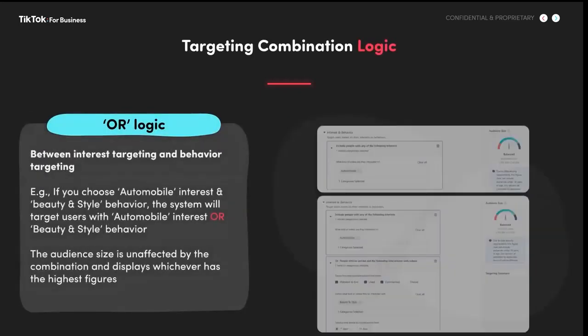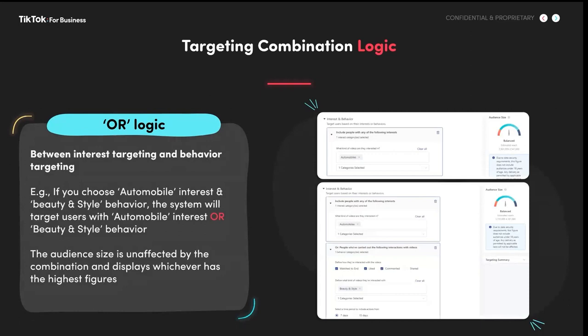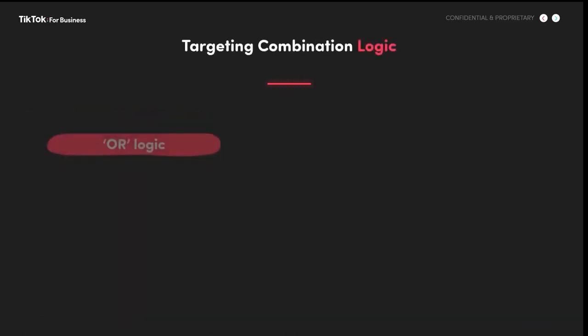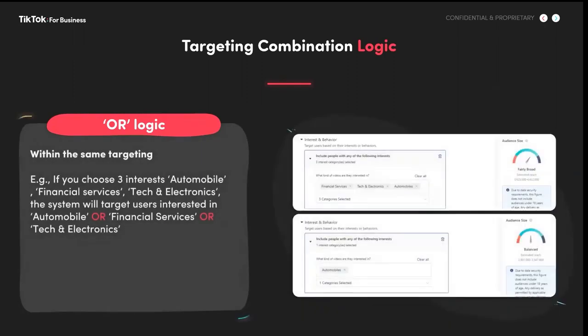On the other side, the "or" logic is interest and behavior. So if you choose automobile interest and beauty and style behavior, the system will target the audience with "or". So it's automobile or beauty and style behavior. Another "or" logic, if you choose 3 interests, basically it's the "or".